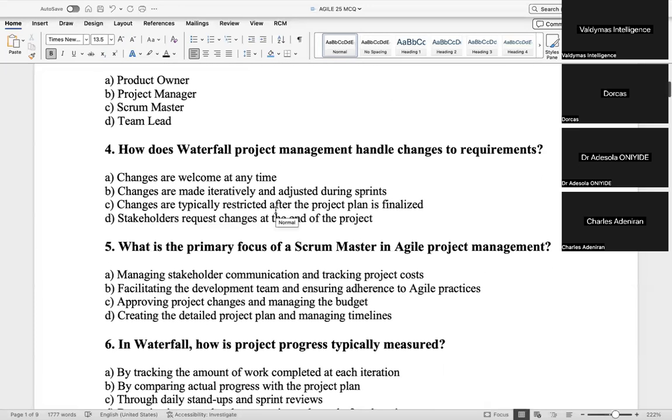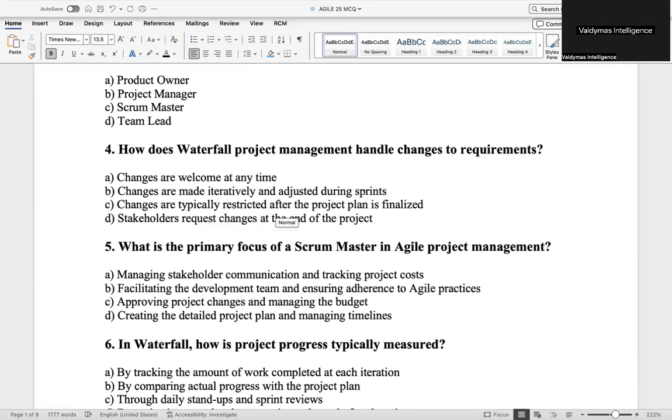Number 4, how does a waterfall project manager handle changes to requirements? A, changes are welcome at any time. B, changes are made iteratively and adjusted during the sprint. C, changes are typically restricted after the project plan is finalized. And D, stakeholders request changes at the end of the project. Because this is waterfall, changes cannot be welcome at any time, and changes cannot be iterative. So for waterfall, C looks like the answer. Changes are typically restricted after the project plan is finalized.